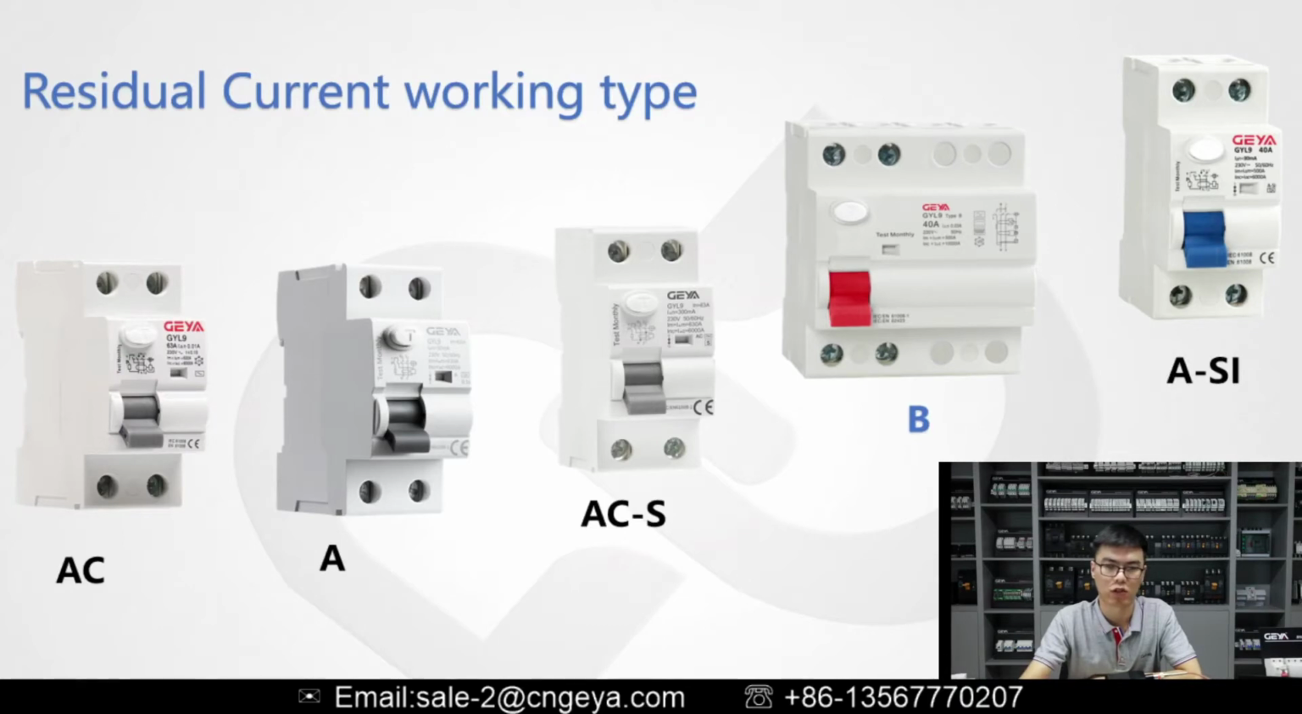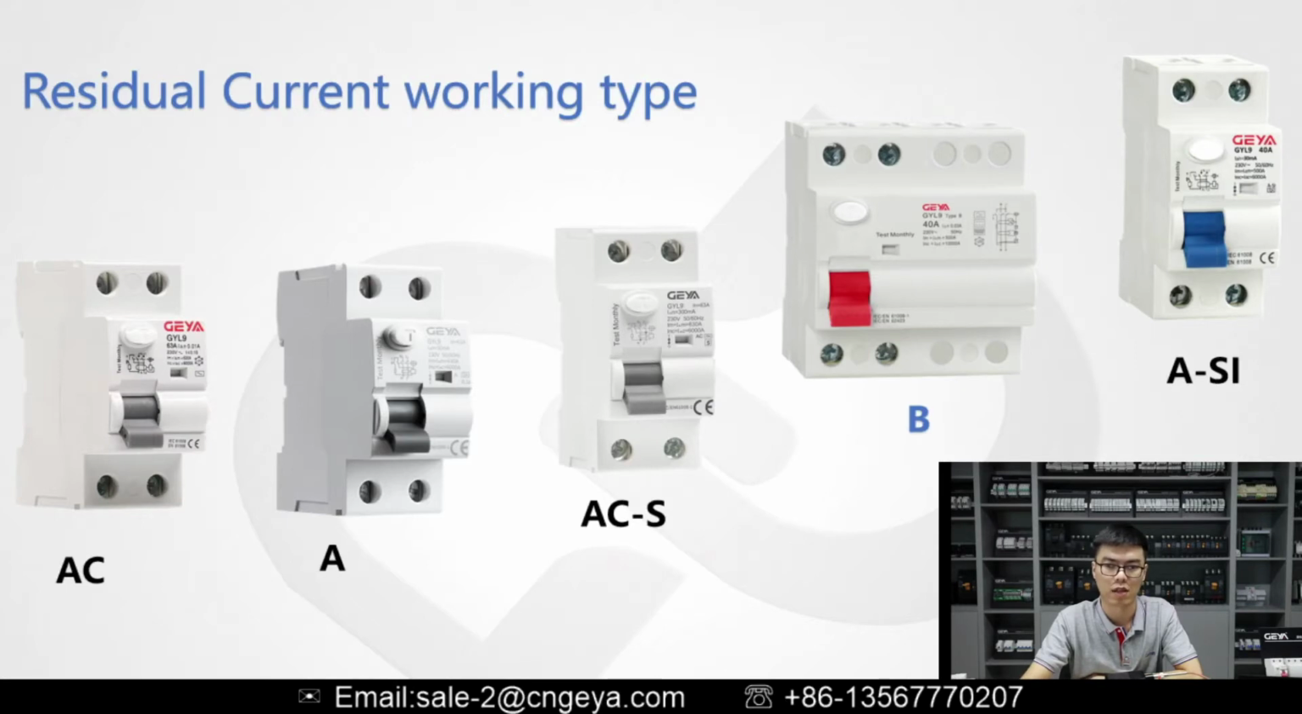And I have introduced 3 different models of RCCB. But there's also many different working types of the residual current. Then it can divide to below 5 different types. First one, it is the AC type. It is the most hot selling item and most customers buy this item. And the A type is a little special, and third is ACS type.